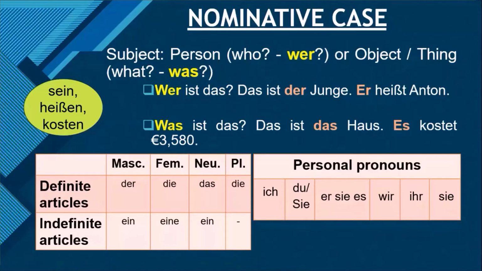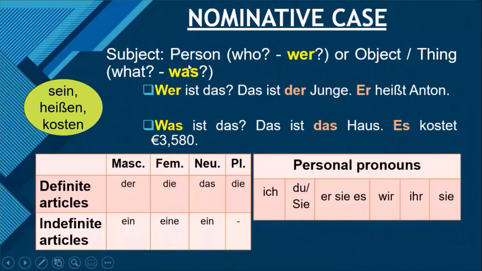Now, if I want to use an indefinite article instead of a definite, say that is a boy, then I will put ein instead of der and say das ist ein Junge. Er heißt Anton.